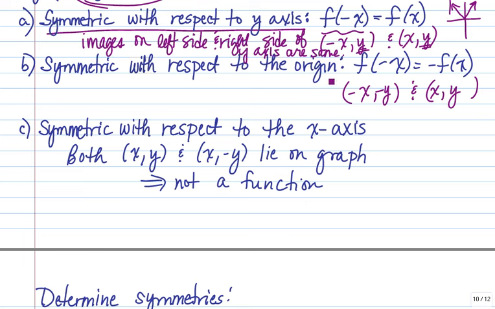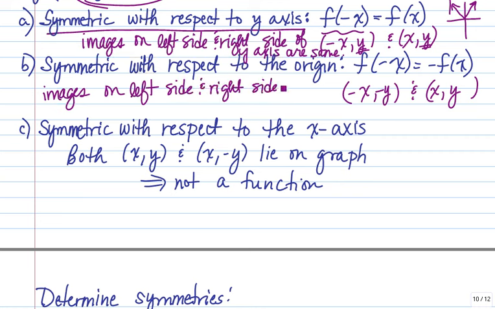symmetric with respect to the origin means images on the left side and right side of the y-axis, or of the origin even, on the left side and right side of the origin are flipped. So an example of that was the cubing function, or the cube root function.